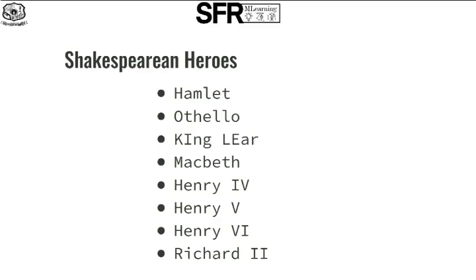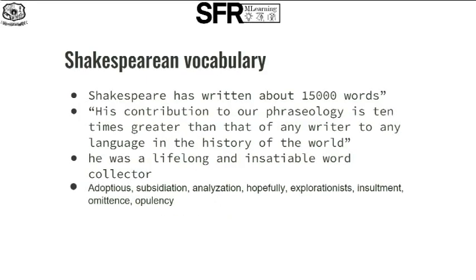Now, the most often quoted Shakespearean heroes which a postgraduate student should know are as follows: Hamlet, Othello, King Lear, Macbeth, King Henry IV, King Henry V, King Henry VI and Richard II. Now the next topic of this lecture is Shakespearean vocabulary. The plays written by Shakespeare run up to a number of 37.